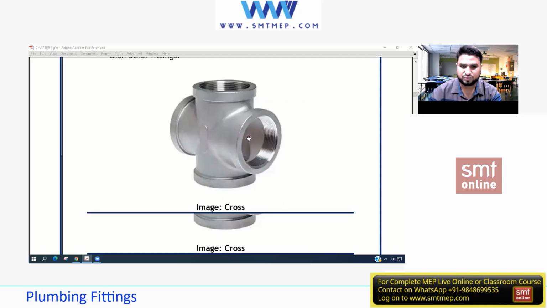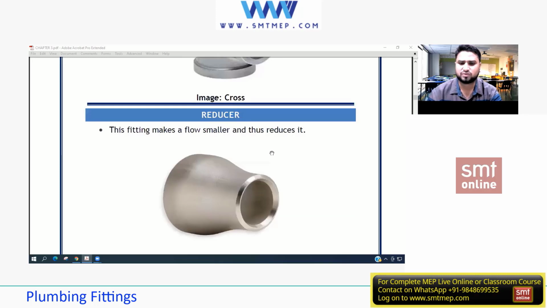Okay, next fitting is nothing but a reducer. We know a reducer is something we use when we have to connect 2 different diameters of pipe. For example, if I have a 1 inch pipe and, as per the calculation, the next part of the pipe to be connected to this 1 inch pipe is, for example, ½ inch. So when there is a shift in diameter, I need one fitting that is called a reducer. For example, this is 1 inch and this is ½ inch. So I need this, so that with the shift in diameter the velocity and the pressure will not decrease.